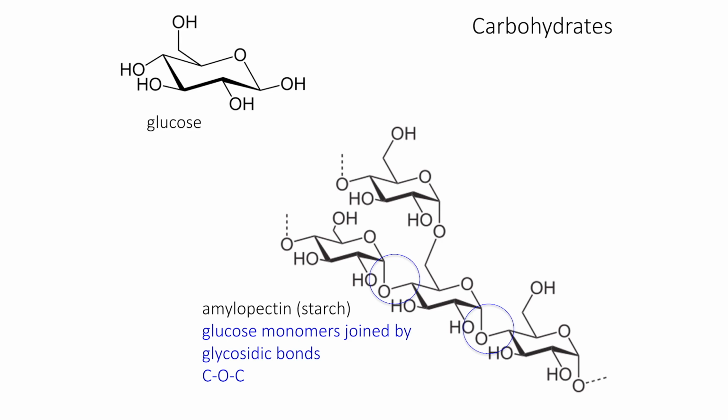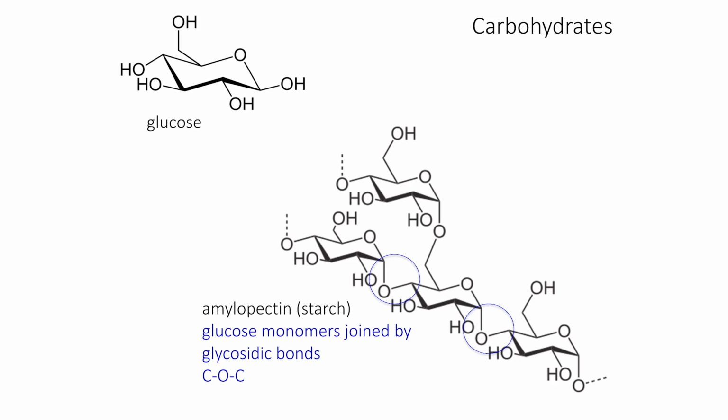Here's a diagram of glucose. This is called a chair diagram, and you can see something about the actual 3D structure of glucose. The dark parts of the molecule are coming out of the screen towards you, and the light parts are going back. So it's not a flat molecule. It's actually got some 3D structure to it.